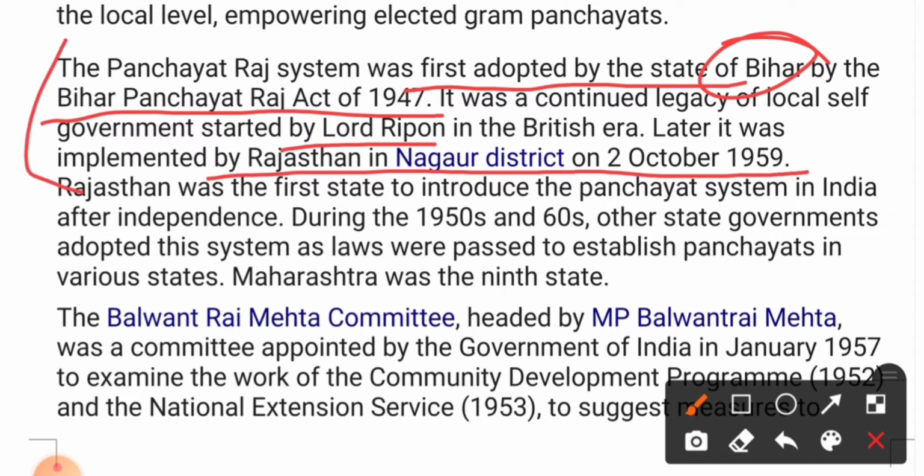This is a very important detail over here, guys. You should remember that Rajasthan was the first state to introduce the panchayat system in India. See, which state was the first to introduce this panchayat system? Rajasthan. After independence, during the 1950s and 60s, other state governments adopted the system as laws were passed to establish panchayats in various states. Maharashtra was the ninth state.